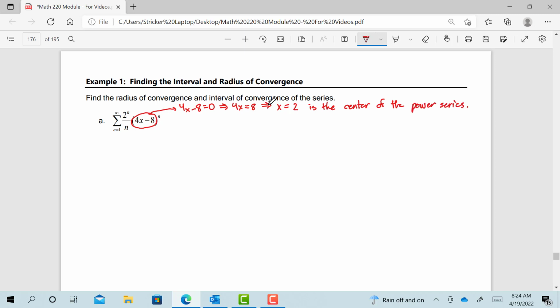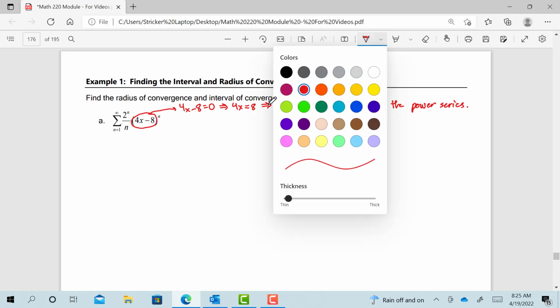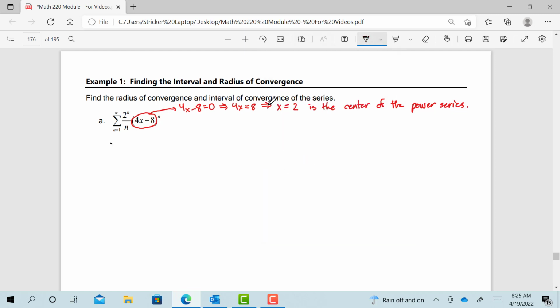Okay, so again, remember, if we're going to try to tell for what values of x the series converges or diverges, we're going to use either the ratio or the root test. And remember, we use the root test only when everything in the series is raised to the nth power, but we just have an n down here in the denominator, which is not raised to the nth power. So we want to use the ratio test. So let's try using the ratio test.